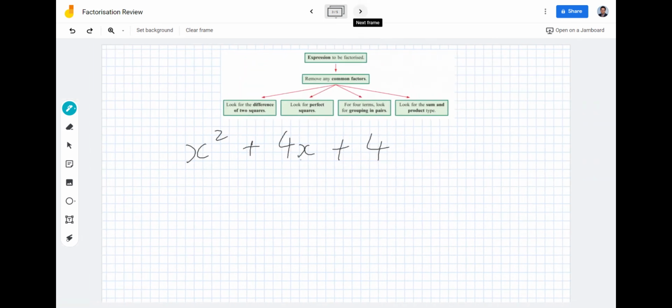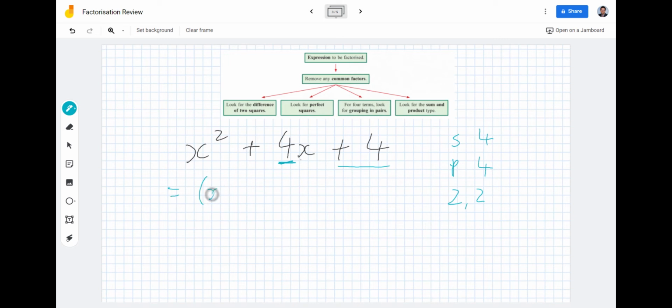X squared plus 4x plus 4. When it's in this form, I straight away go to sum and product. What are two numbers with a sum that's 4, the number in front of the x, and a product that is 4, the constant term by itself? We can do this when we have it in the form x squared plus something x plus a constant. Two numbers that add up to 4 but have a product of 4. Well, 4 and 1. 4 times 1 is 4, but 4 plus 1 is 5, so it's not that. Oh, it's 2 and 2. 2 plus 2 is 4, and 2 times 2 is 4.